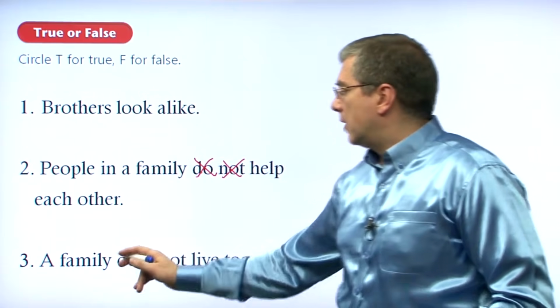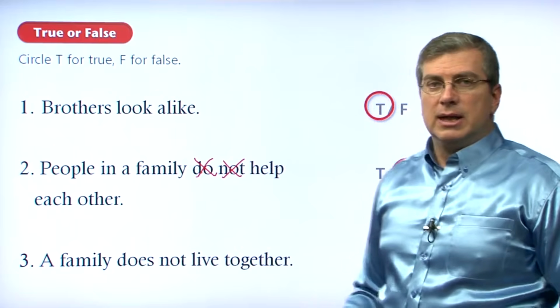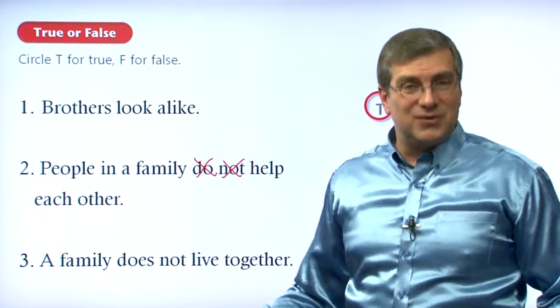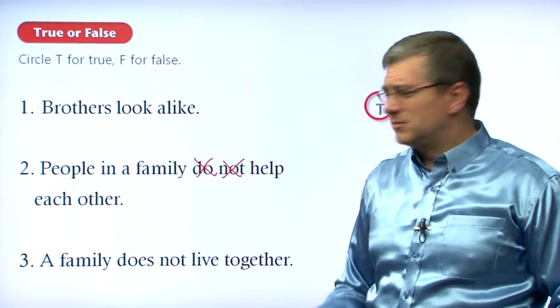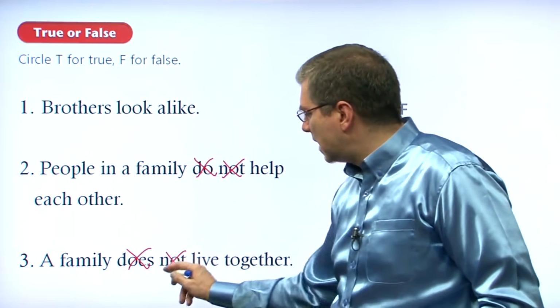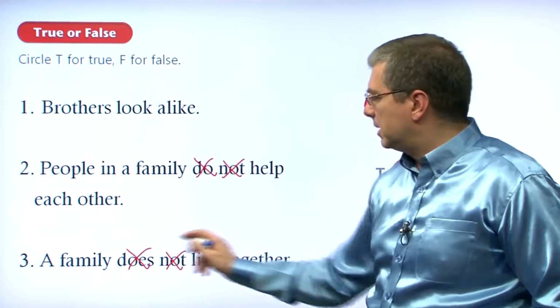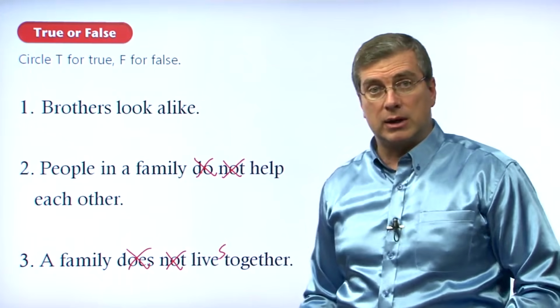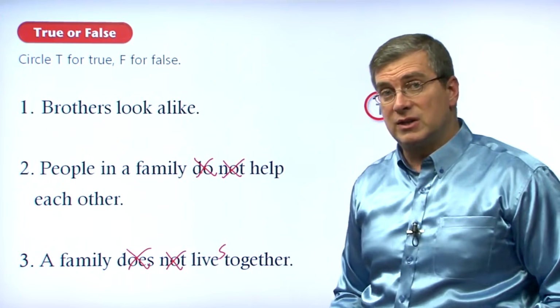Okay, number 3. A family does not live together. So typically a family doesn't live together, right? Does that sound right? It doesn't sound right. A family does live together. A family lives together, right? You live with your parents, right? You live with your brothers and sisters.